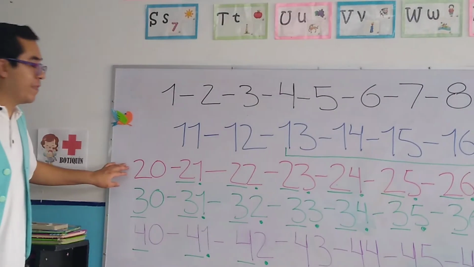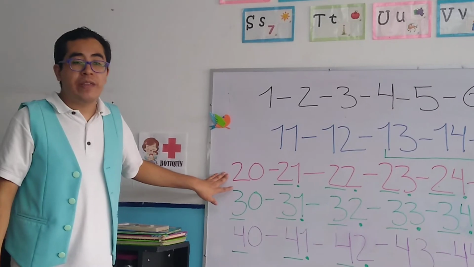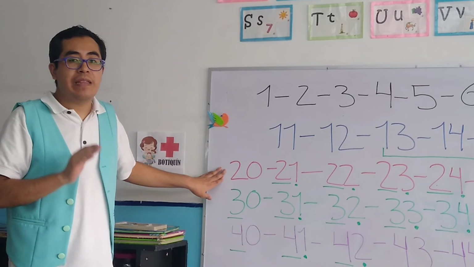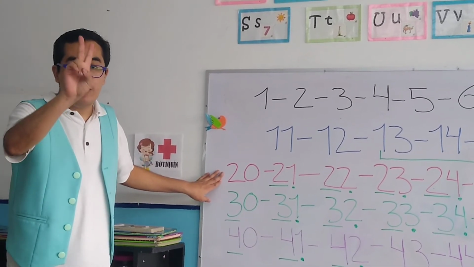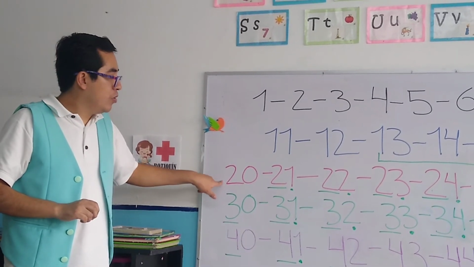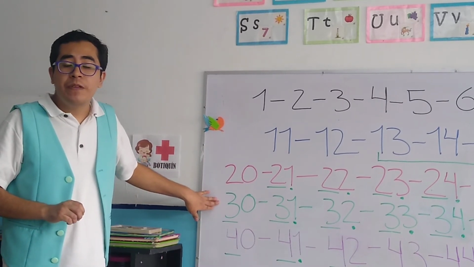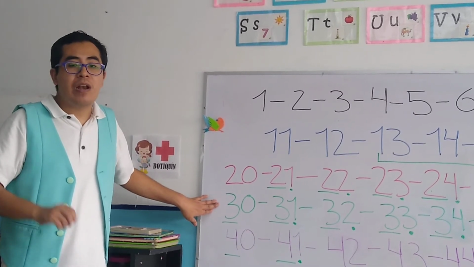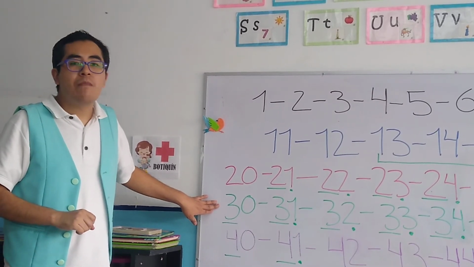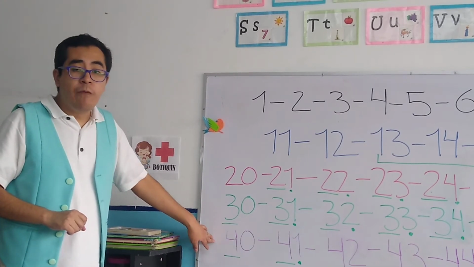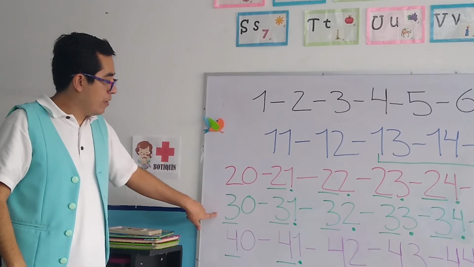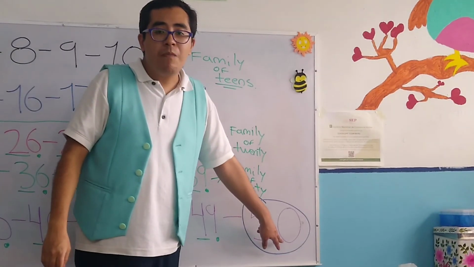The family of the 20s. Remember, recuerden, all of the 20s, todos los numbers que pertenecen a la familia de los 20s, begin with number 2. Empezarán con el number 2. All of the family of the 30s, toda la familia de los números de los 30s, empiezan con el number 3. All of the numbers of the family of the 40s begin with number 4. 20, 30, 40, and like I told you, tomorrow, review number 50.